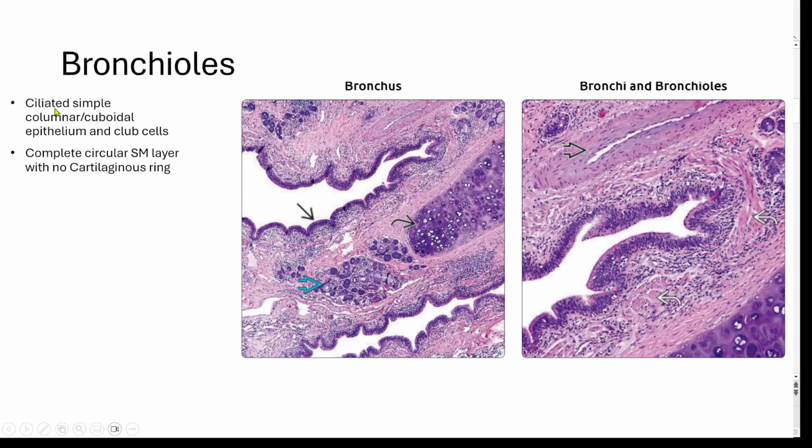The bronchioles have simple columnar or cuboidal epithelium, and it could be ciliated or not ciliated. Mostly ciliated until the respiratory bronchioles, which have no cilia and have more of a cuboidal epithelium. Club cells are mostly going to be in the respiratory bronchioles and beyond. A complete circular smooth muscle layer is seen more in the bronchioles, with no cartilaginous rings.